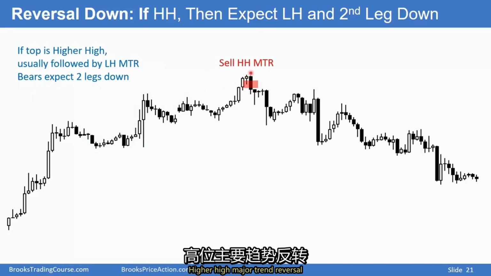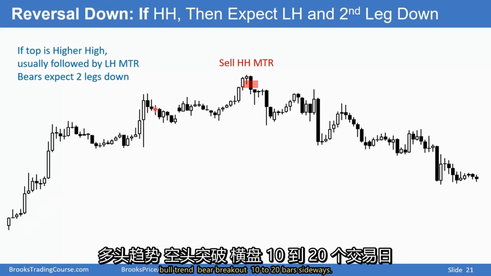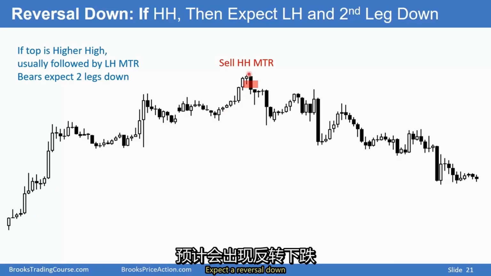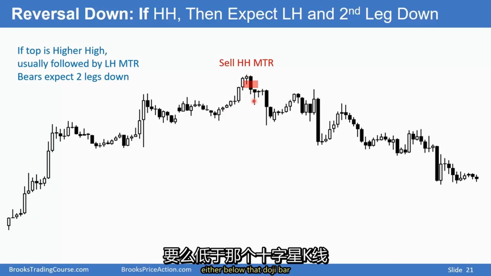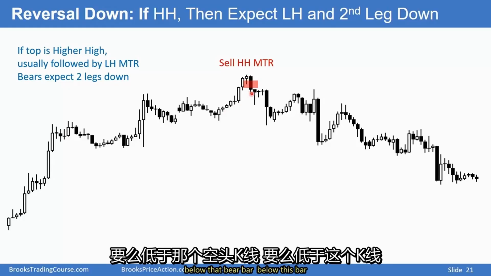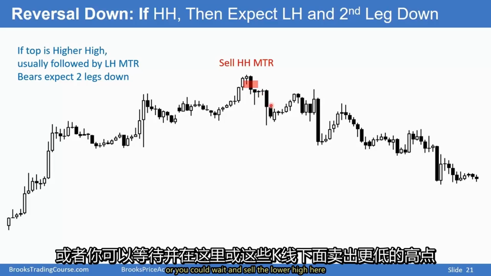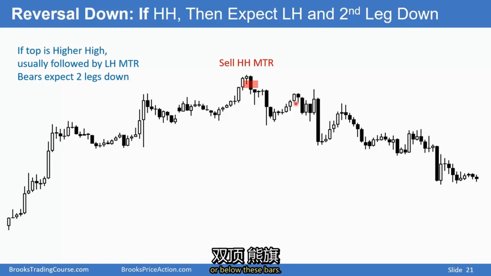Higher high major trend reversal. Bull trend, bear breakout, 10 to 20 bars sideways. Expect a reversal down, either below that doji bar, below that bear bar, below this bar, or you could wait and sell the lower high here or below these bars.